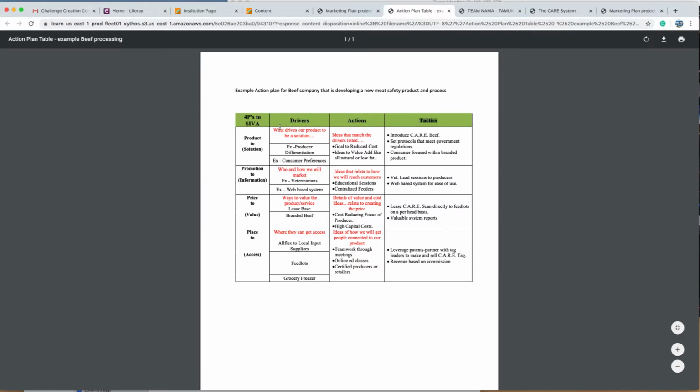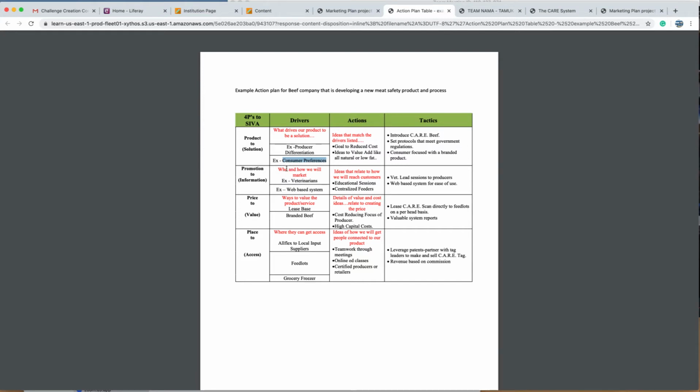So if we move through here, the product. It's what drives the product to be a solution. So I'm looking at examples of what makes my product different. How does it affect the consumer, and how does it drive consumers to want to buy that product? So what are those drivers? Is it low cost? Is it a safer product? Is it a healthier product? Does it save consumers time? What is it that makes this product a solution?